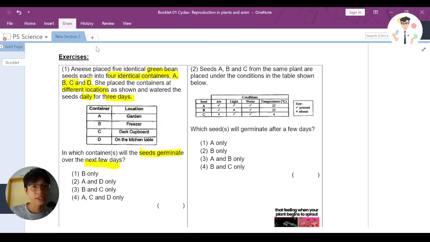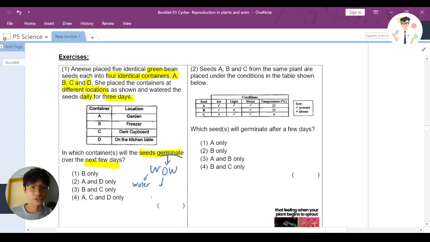As you can see, A is at the garden, B is the freezer, C is a dark cupboard, and D is on the kitchen table. Before we look at the locations, the first thing we should know is, what are the conditions the seeds need in order to germinate? If you look back to the notes, we have learned something called the WOW. These are the 3 conditions we must satisfy in order for the seeds to germinate. The first W is water.